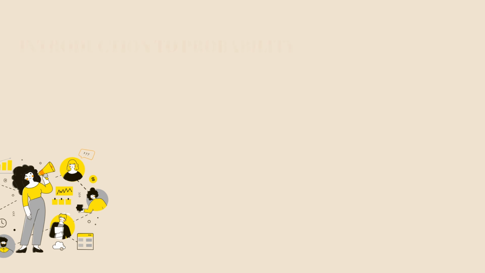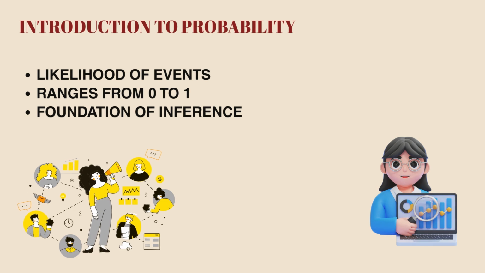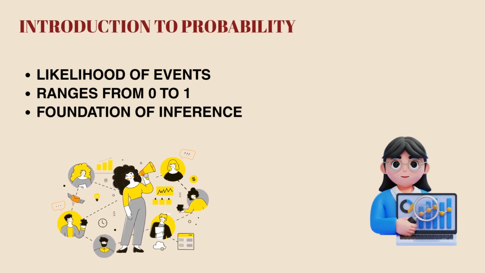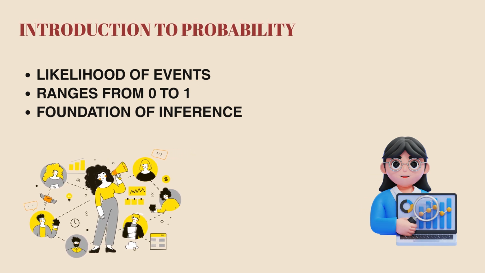Introduction to probability. Probability measures the likelihood of an event occurring. It ranges from 0 to 1. Probability provides the foundation for inferential statistics by helping us quantify uncertainty.